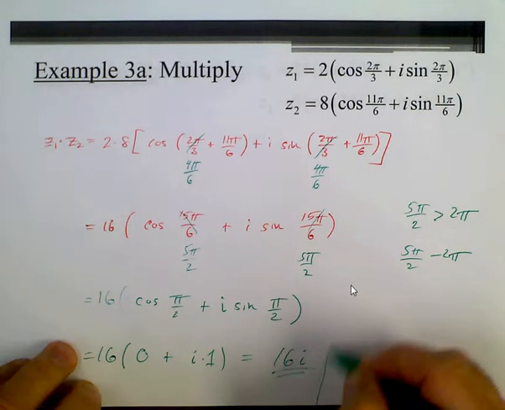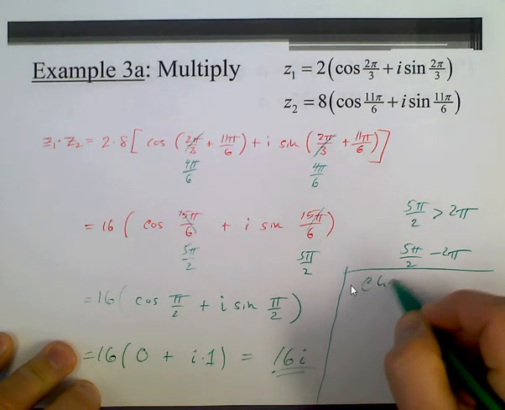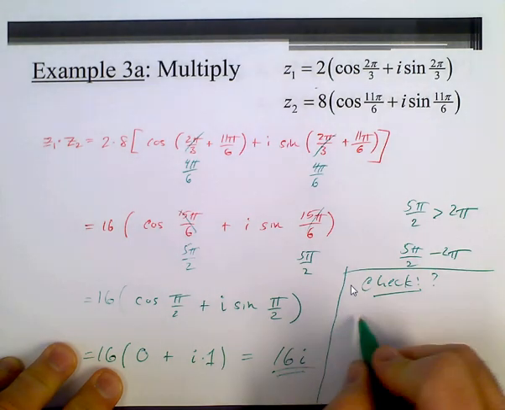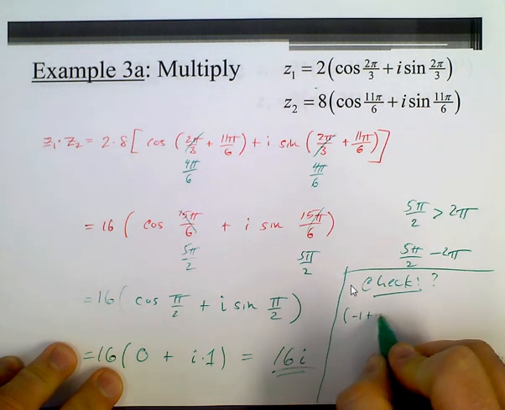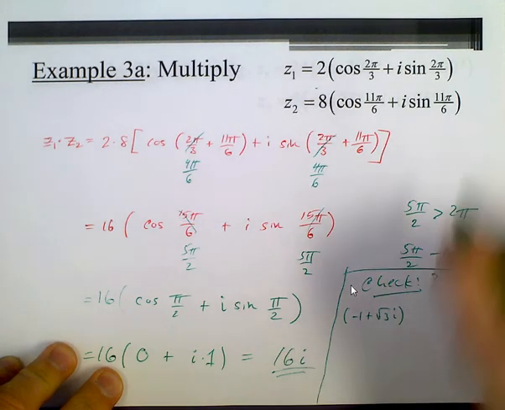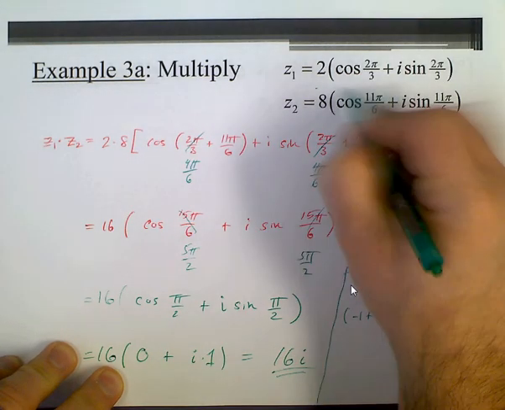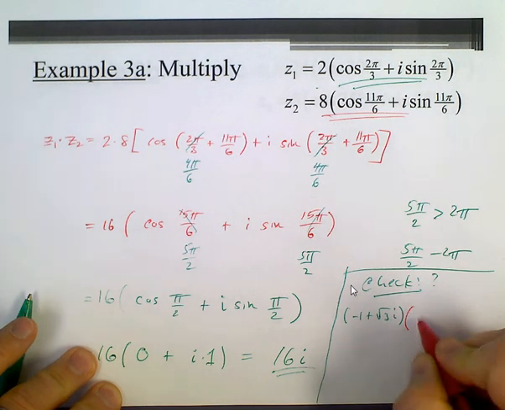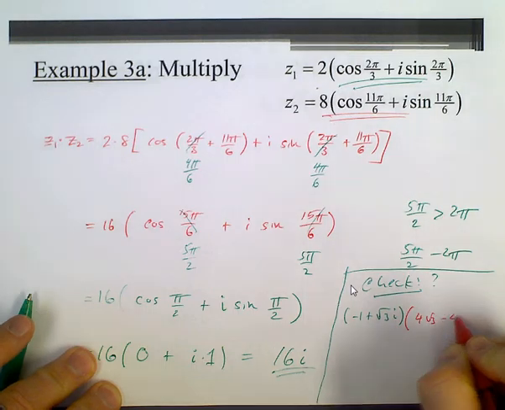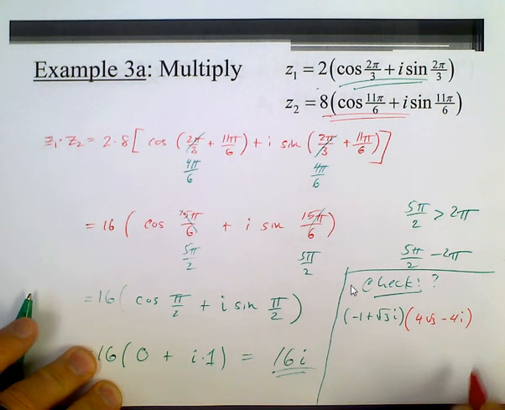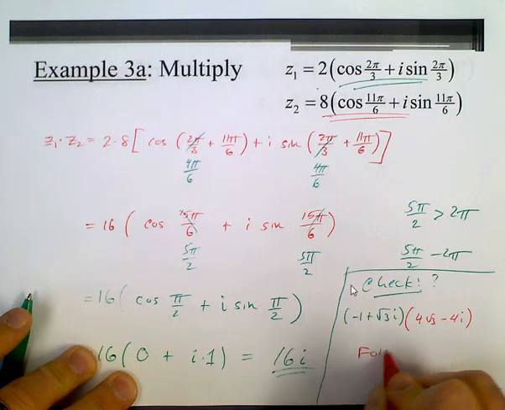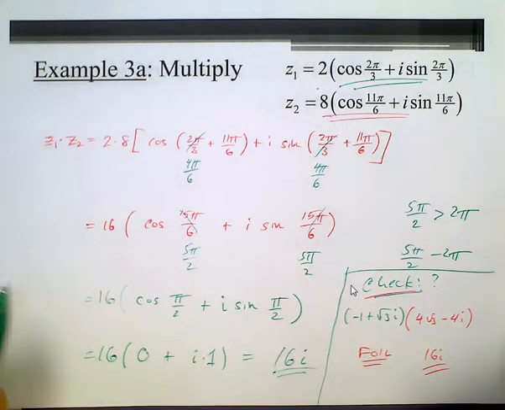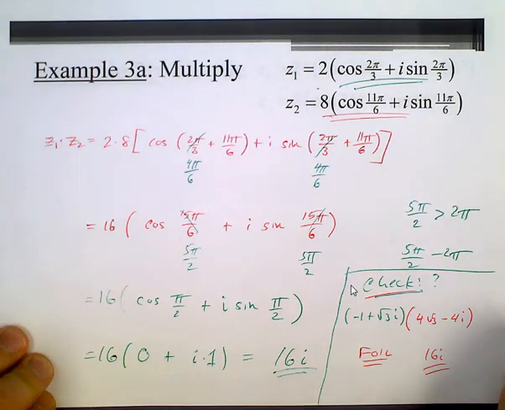Now, you can always go back and check these types of things. Usually there's some built-in checks. What you could do is convert Z1 back into standard form, and you get -1 plus square root of 3 i. And you put Z2 back in standard form, you'd get 4 radical 3 minus 4i. And you could FOIL that, and you would still get 16i. So there's a nice built-in way to check your solution for this type of problem.